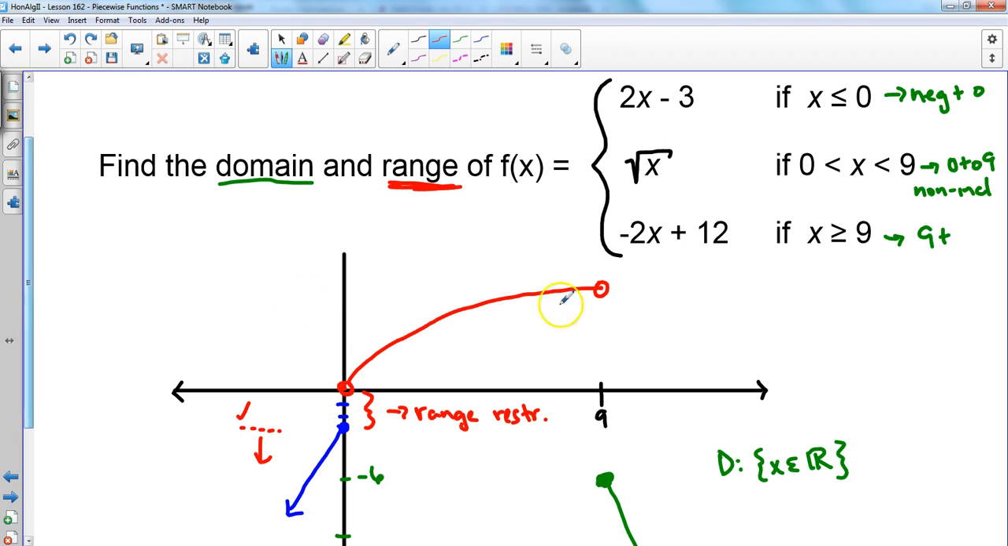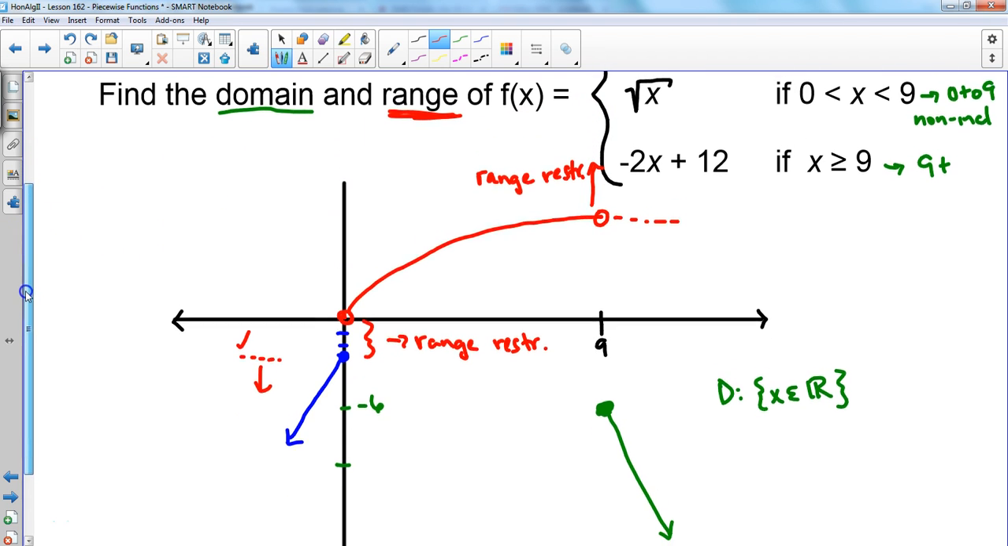The other thing is this thing does not continue all the way up or all the way in the positive direction past this point. So this is another breaking point. Everything up from here is not going to be included. So this is another range restriction. Or in other words, these are values from this point up that we don't want to include.